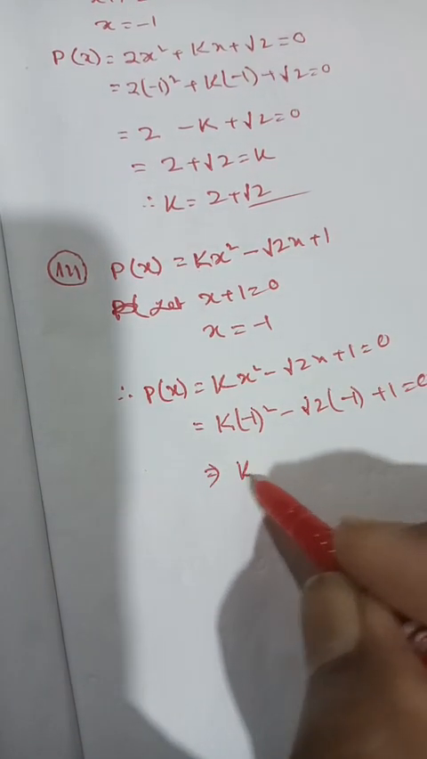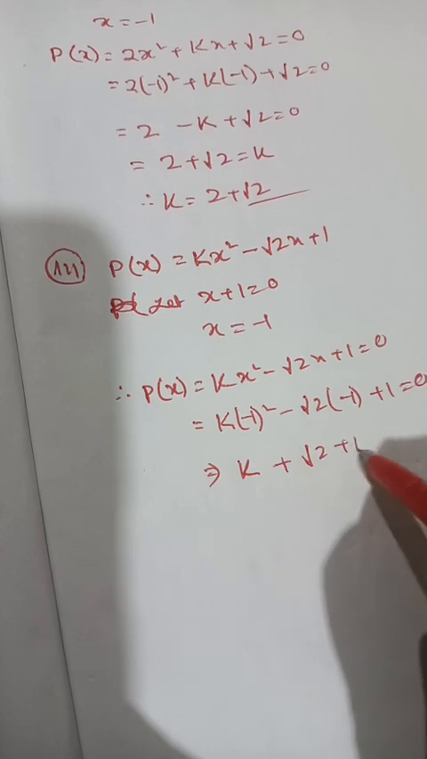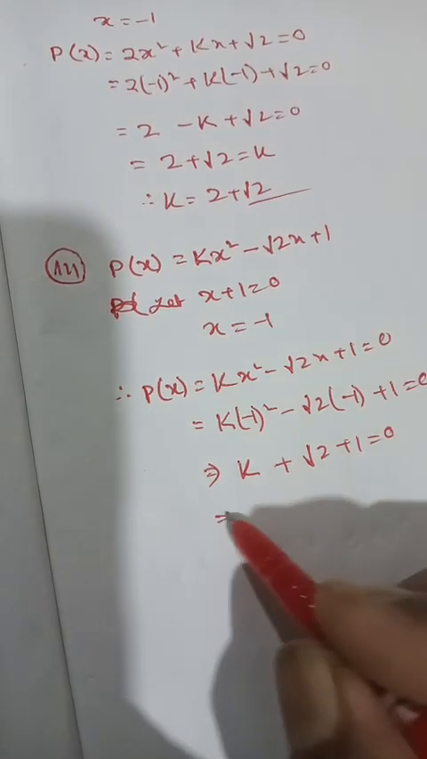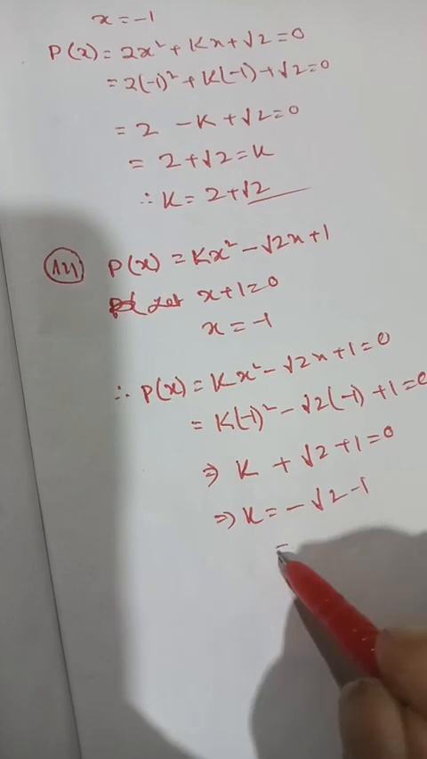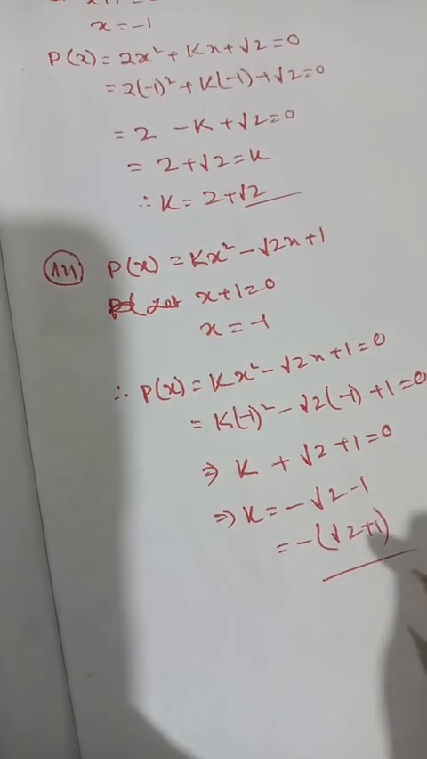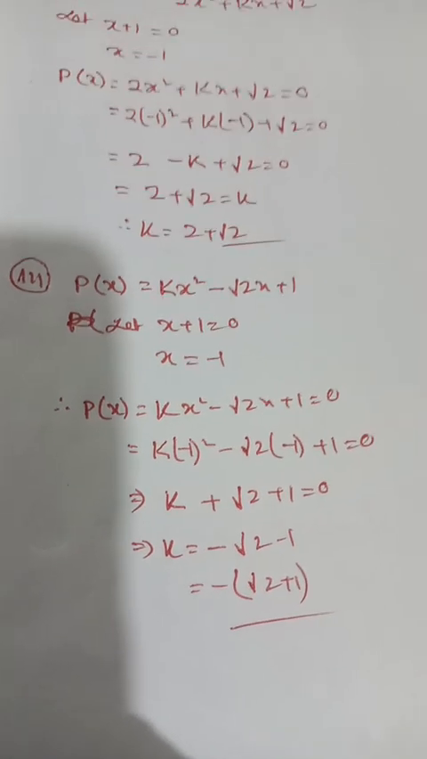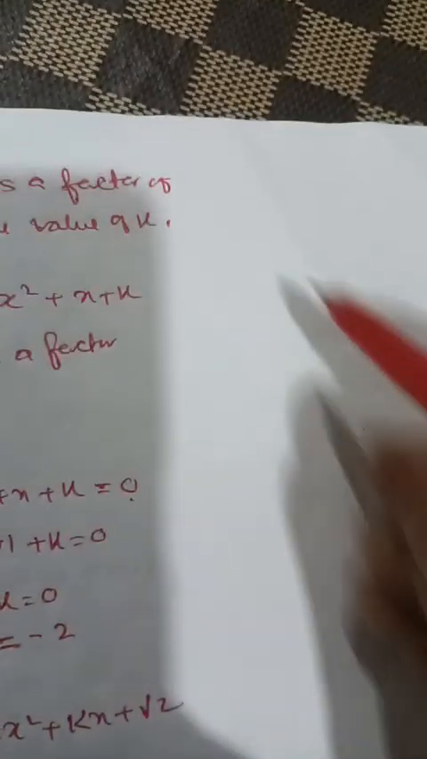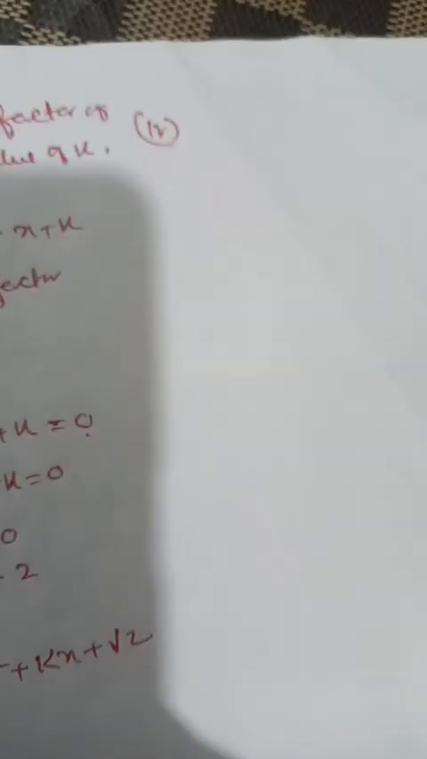So this can be written as k plus root 2 plus 1 equal to 0. So you will get k is equal to minus root 2 minus 1. If I take minus common, it will be minus of root 2 plus 1. So the value of k is minus (root 2 plus 1). Another question, number 4. This is the last one.